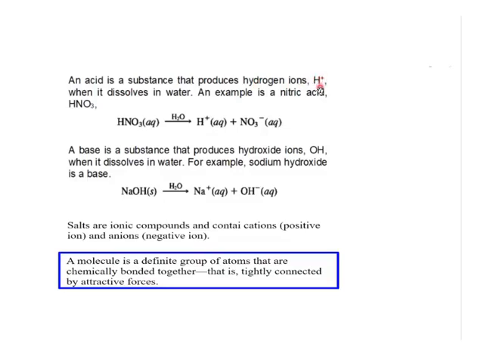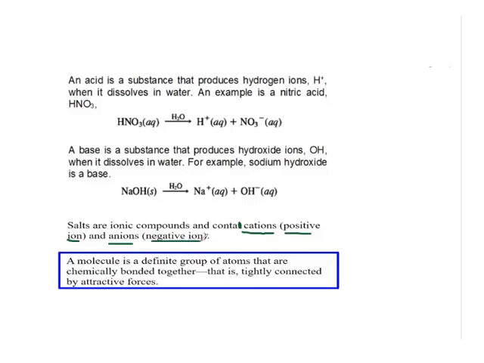In some books you'll see the definition is like that: an acid gives protons when dissolved in water. And you can write an equation to represent an acid; an acid always gives protons. A base gives a hydroxide ion. There will be no proton. Salts are ionic compounds that contain cations and anions. So what is a cation? Cation means a positive ion.